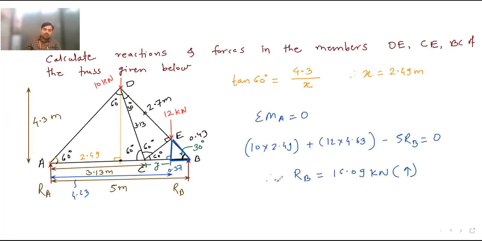So I will go to the main diagram, and then what I will do, I will reverse the direction of RA. So here I will show RA which is moving down. So RA is moving down. It is like this. This is the direction of RA.